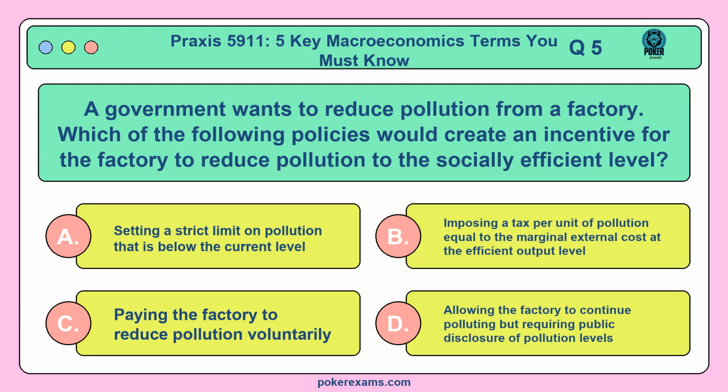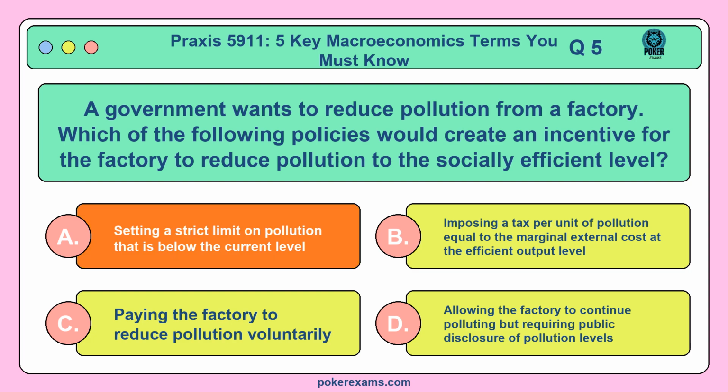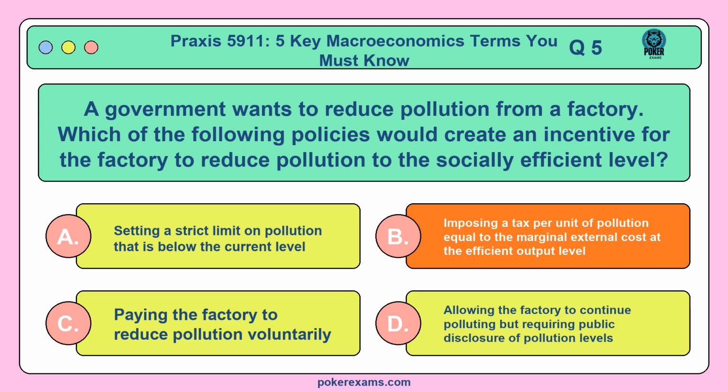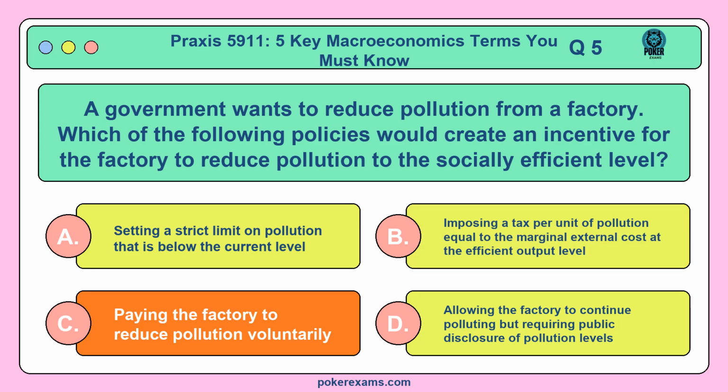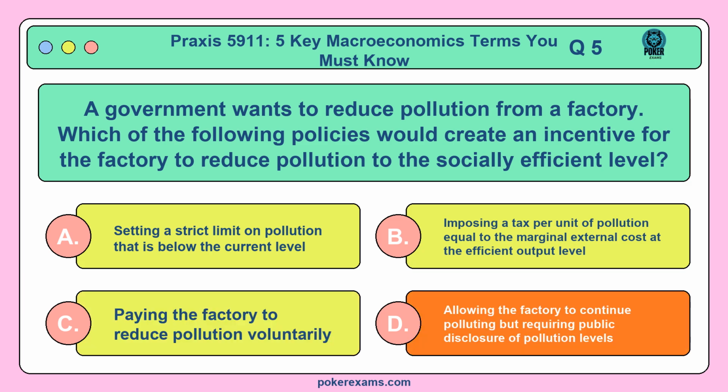Question 5. A government wants to reduce pollution from a factory. Which of the following policies would create an incentive for the factory to reduce pollution to the socially efficient level? Option A. Setting a strict limit on pollution that is below the current level. B. Imposing a tax per unit of pollution, equal to the marginal external cost at the efficient output level. C. Paying the factory to reduce pollution voluntarily. Or D. Allowing the factory to continue polluting but requiring public disclosure of pollution levels.